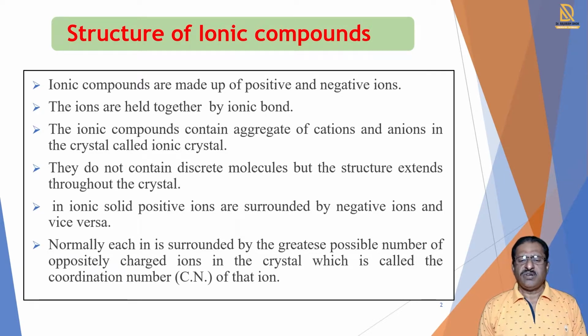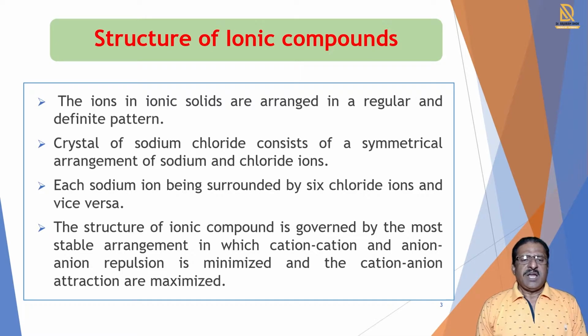So when one cation is surrounded by 6 anions, then the coordination number of that ionic solid is 6. Again, an anion is surrounded by 6 cations. So the same is observed, that cation and anion both have the same coordination number. The ions in ionic solids are arranged in a regular and definite pattern. We take the example of sodium chloride. Crystals of sodium chloride consist of a symmetrical arrangement of sodium and chloride ions. In this structure, each sodium ion is surrounded by 6 chloride ions and vice versa.